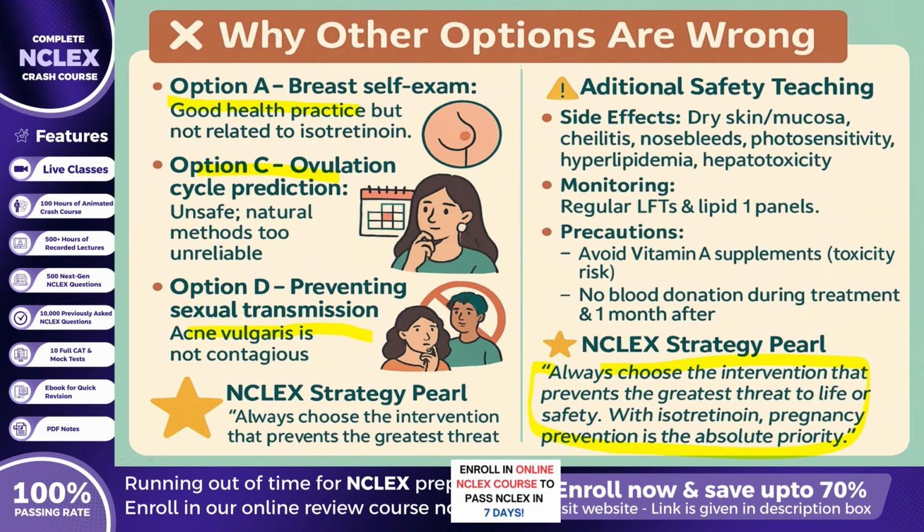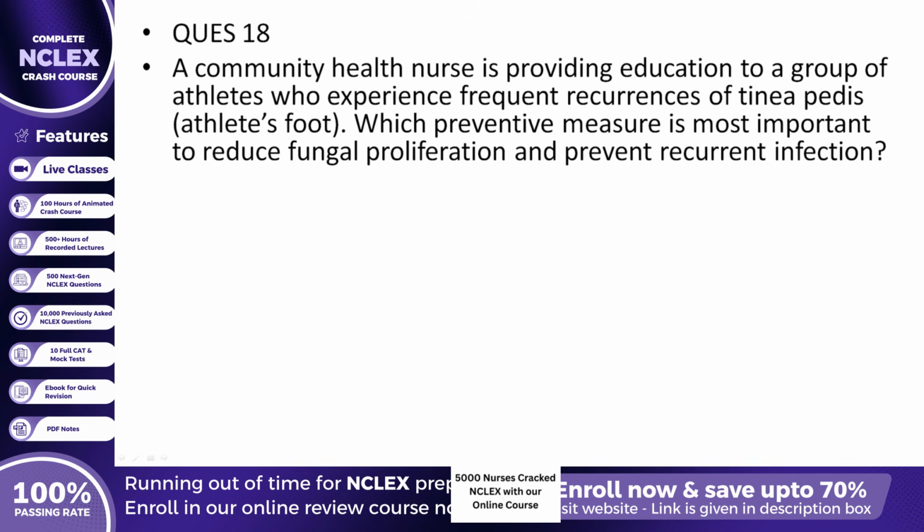Let us dive into the first question of this script with a real-world scenario that many athletes encounter. A community health nurse is educating a group of athletes who struggle with frequent recurrences of tinea pedis, commonly known as athlete's foot. The key question is, which preventive measure is the most important to reduce fungal proliferation and prevent recurrent infection? Here are the options to consider.